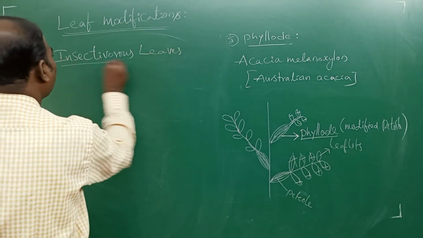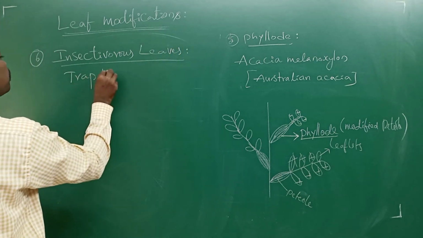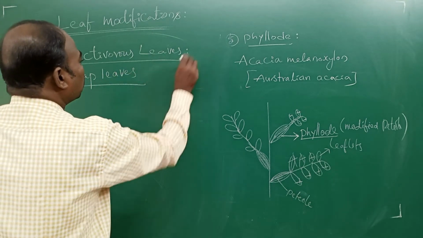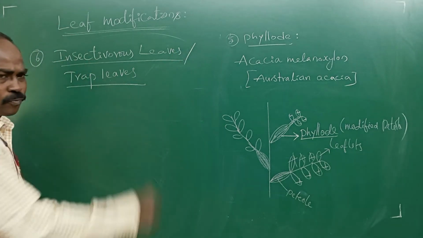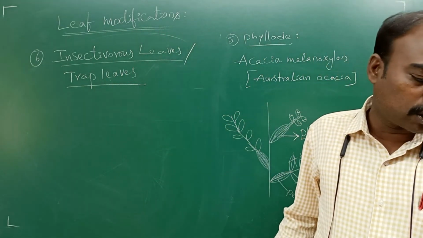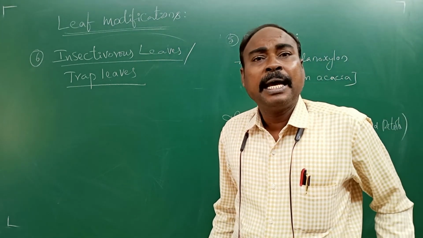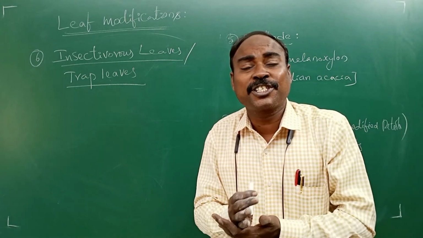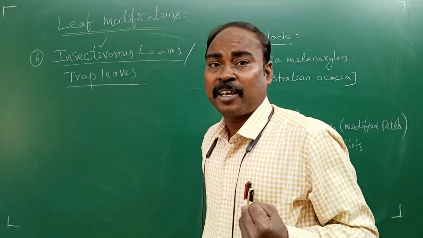Or trap leaves. Insectivorous leaves are trap leaves. In these plants which are growing in nitrogen deficiency soil, the leaves get modified into different structures to trap insects. Hence they are called insectivorous leaves.